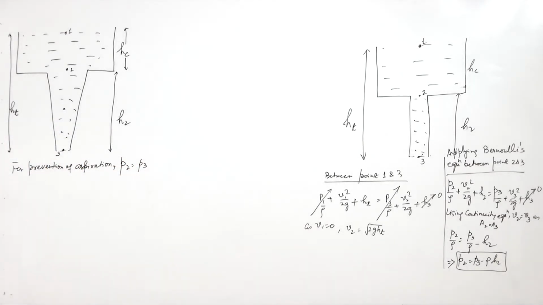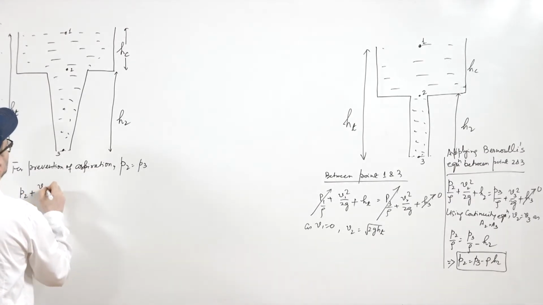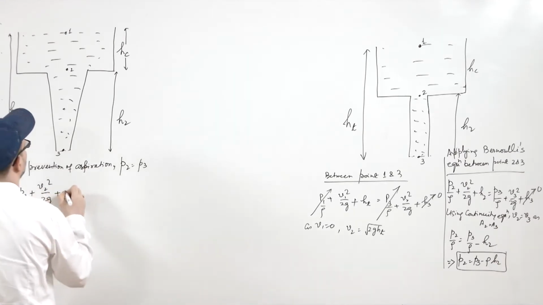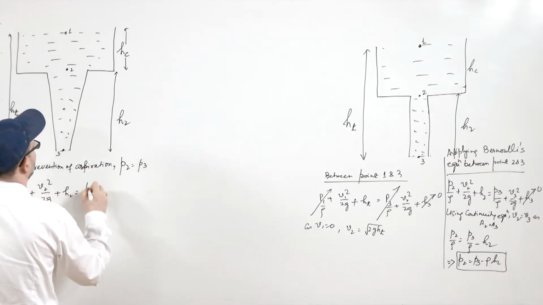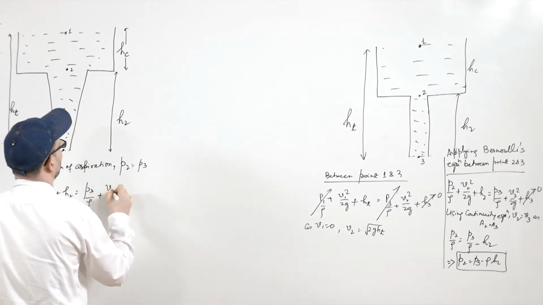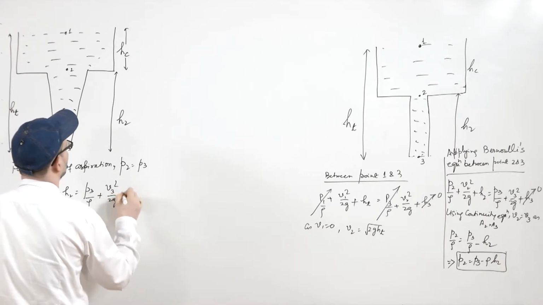So, we have to again take the equation. In that you get again P2 by rho plus V2 square by 2g plus H2 will be P3 by rho plus V3 square by 2g plus H3.